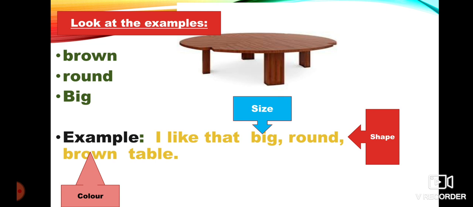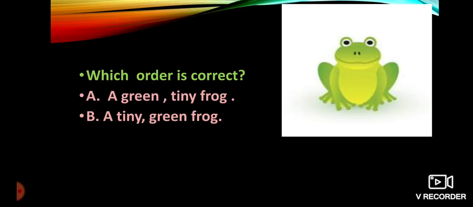That means first we have to write size, then shape and at the end color. So I can say in this way that I like that big, round, brown table. Here table is a noun, big is an adjective of size, round an adjective of shape and brown an adjective of color. So in this sentence we have followed the general order in which adjectives come before a noun. Clear?